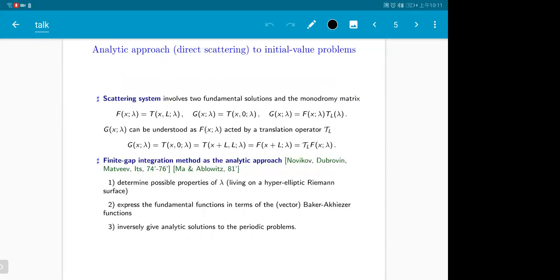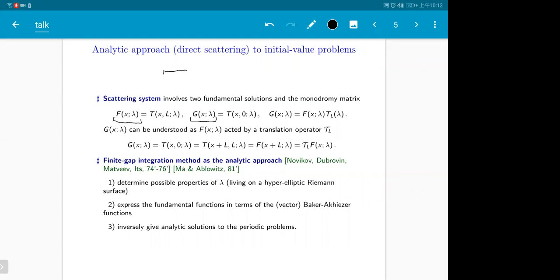And to solve the initial value problem, for instance for the periodic problem, the idea of inverse scattering is to formulate a scattering system based on the Lax system, based on the Lax pair. So in this case, we define two fundamental solutions, F and G. By definition, this F and G can be solved.